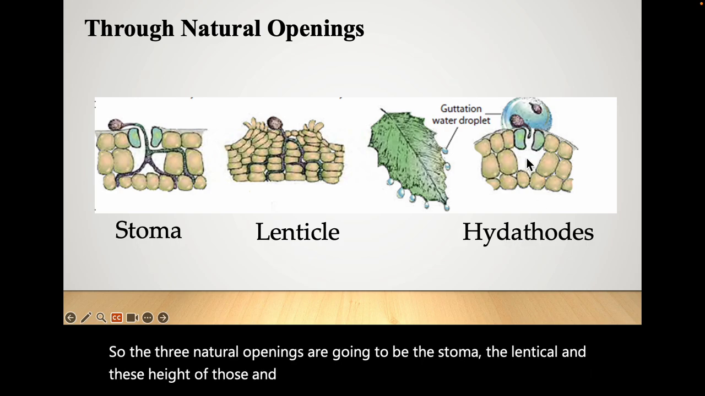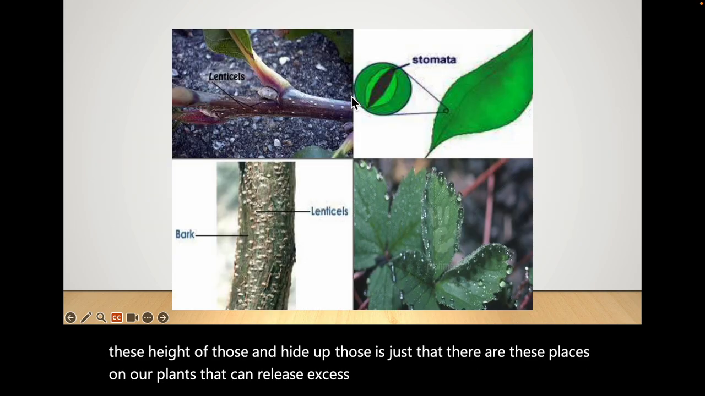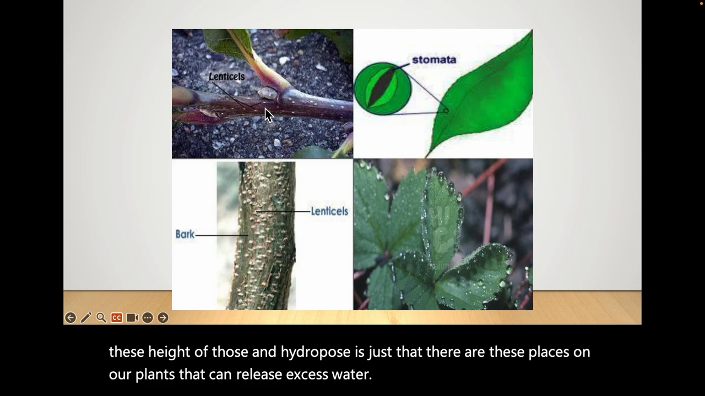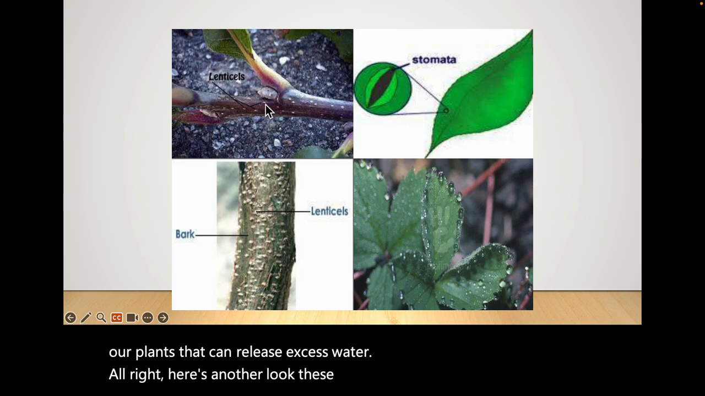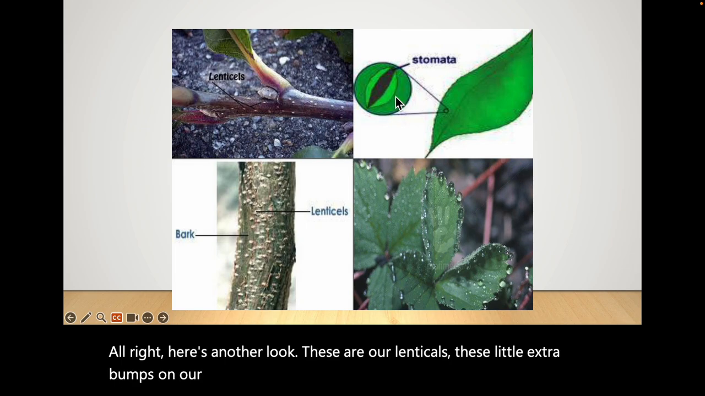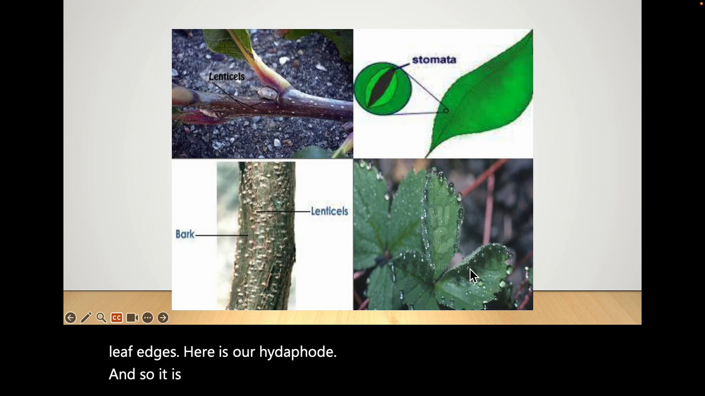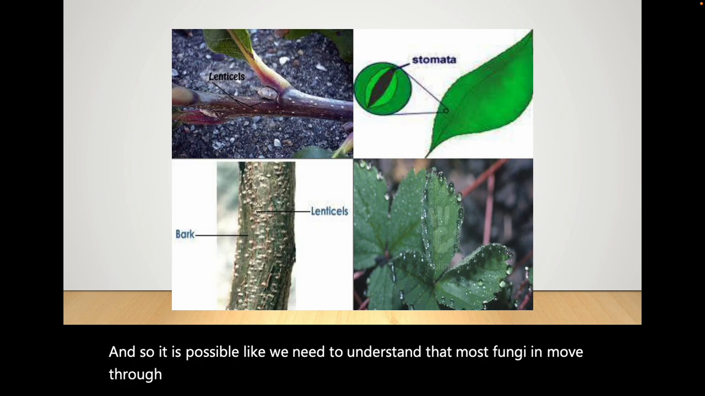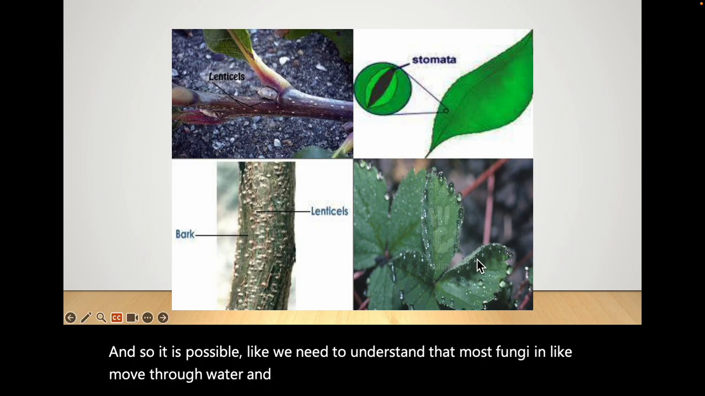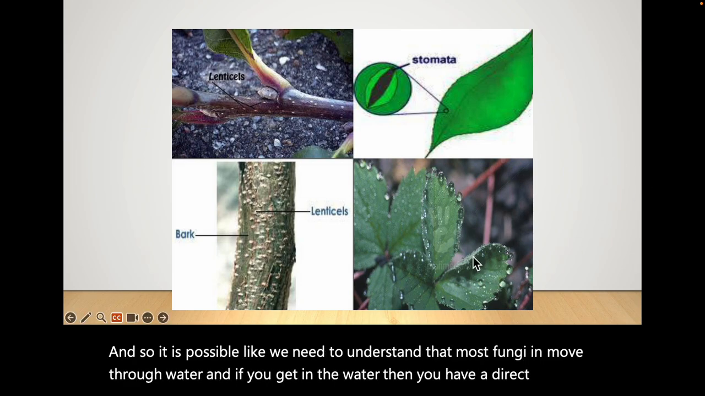And hydathodes are just places on our plants that can release excess water. All right, here's another look. These are our lenticels, these little extra bumps on our bark. We've got the stoma, and then you can see along the leaf edges, here is our hydathode. And so we need to understand that most fungi move through water, and if you get in the water, then you have a direct route into the opening of that plant.